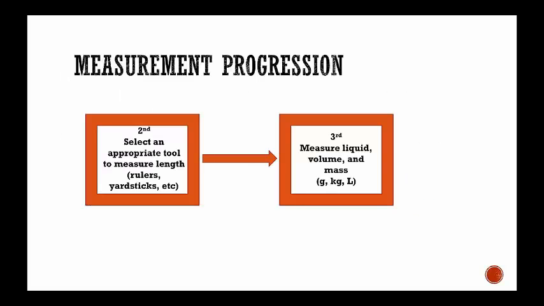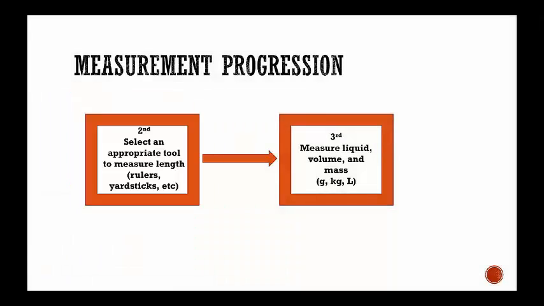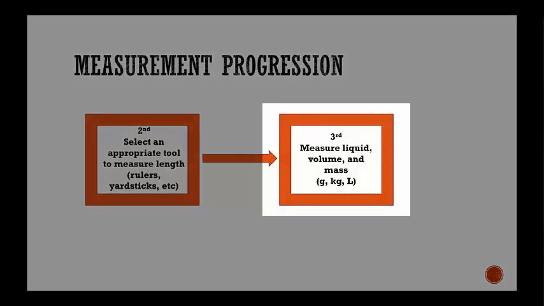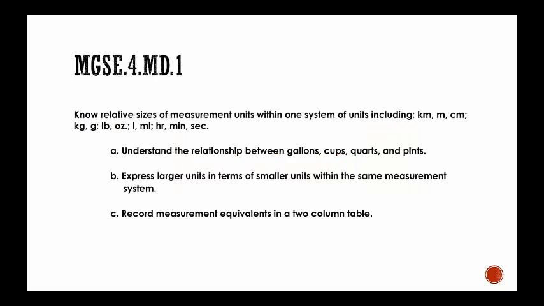Let's first start by taking a look at the progression of measurement. Measurement with standard units begins in 2nd grade, where students select an appropriate tool to measure length. Then in 3rd grade, our students measure liquid, volume, and mass, specifically grams, kilograms, and liters. And now in 4th grade, we're asking them to progress even further. And their first step in their measurement journey is 4MD1.